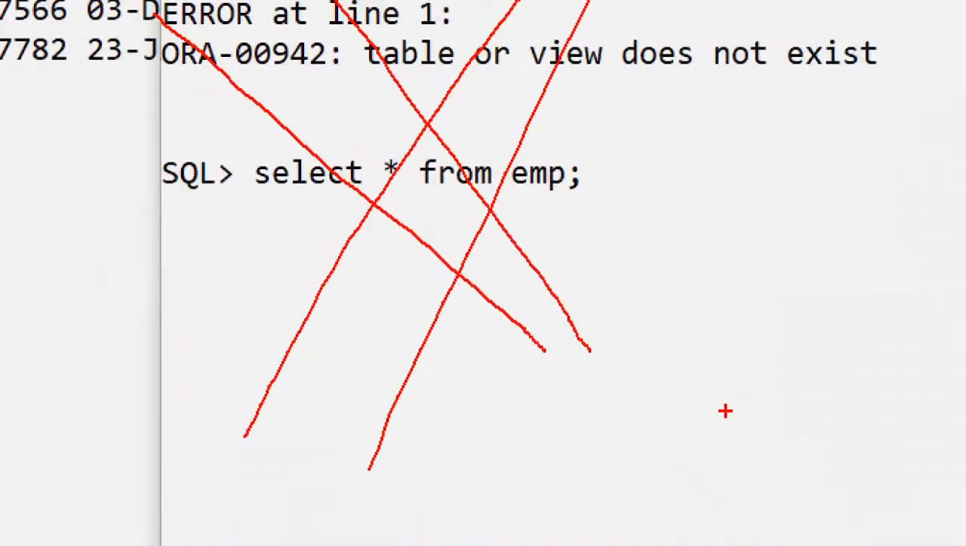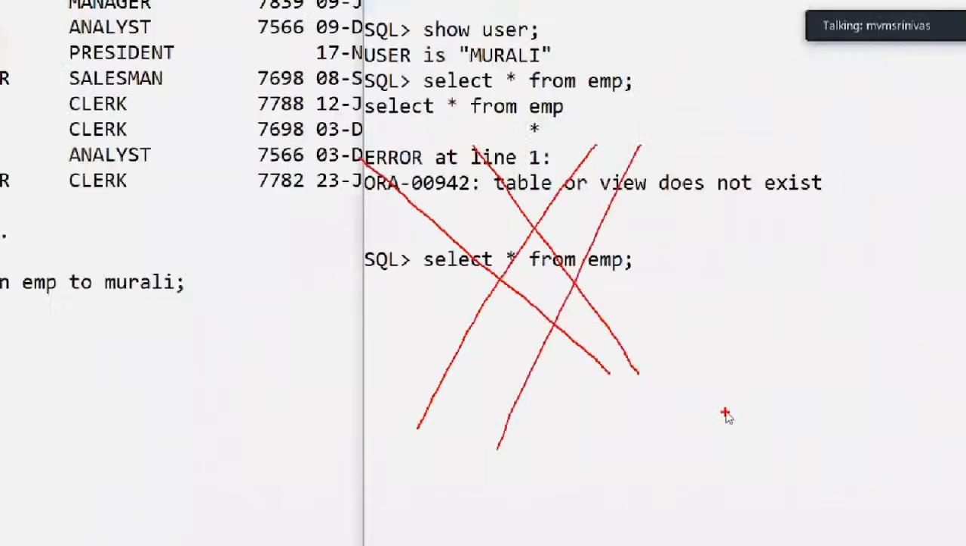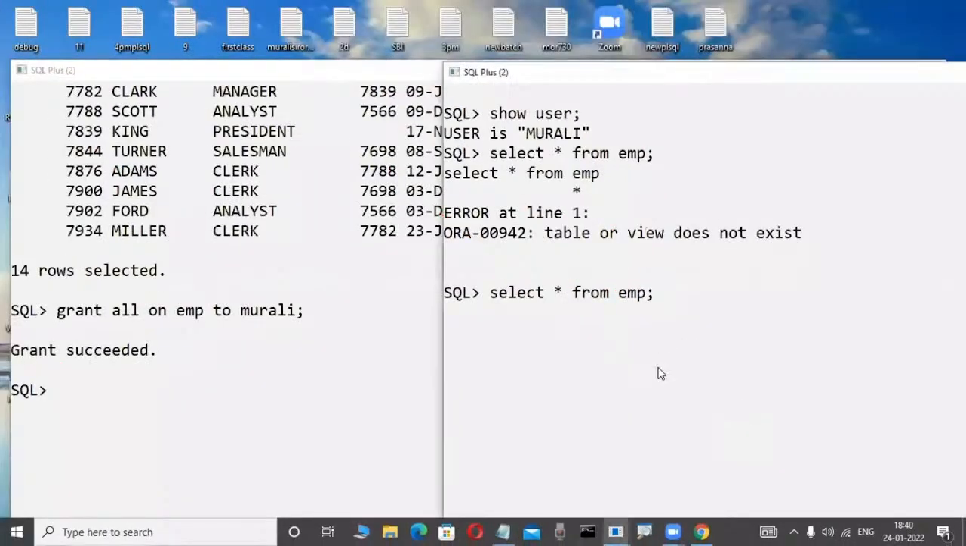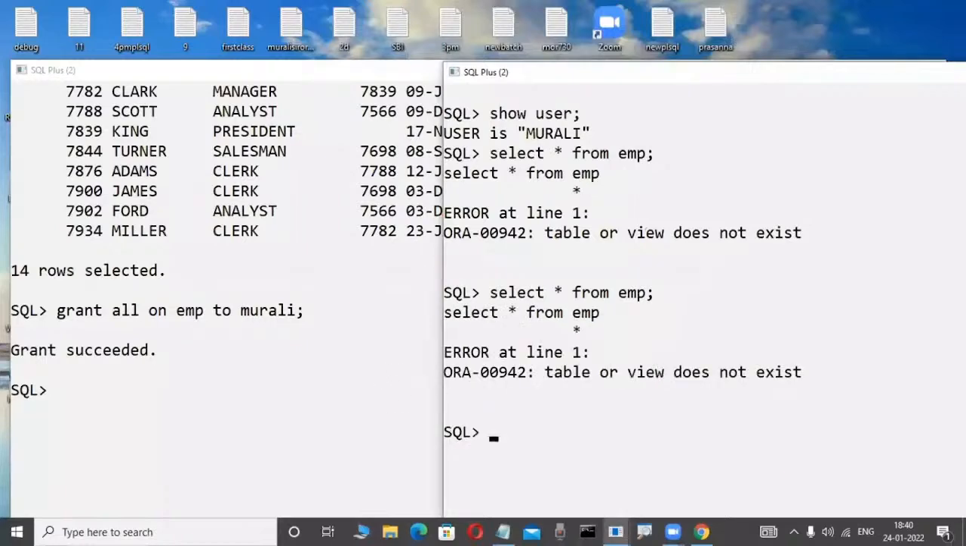We imagine it like that, but what is going on? Unfortunately, this is not working. Why is it not working? Observe here. Suppose I type a query like this, and again it gives an error.